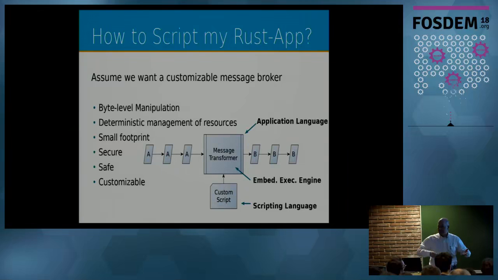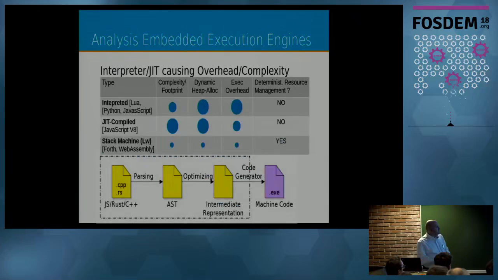If I want to have heap allocation, I could use Java, whatever, or JavaScript from the beginning and implement everything in JavaScript. So this is a very important feature for me: small footprint, security, safety, and customizable. I had to look around, what's available, what could I use? I had to look at Lua, Python, and JavaScript as interpreters. There is always a high complexity and dynamic heap allocation. It's always involved, so we can't get out of it.